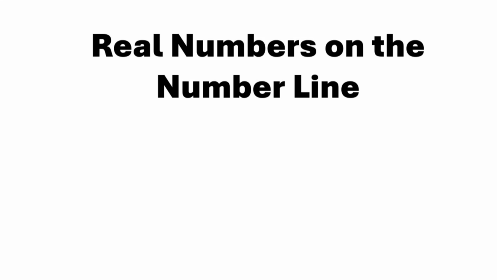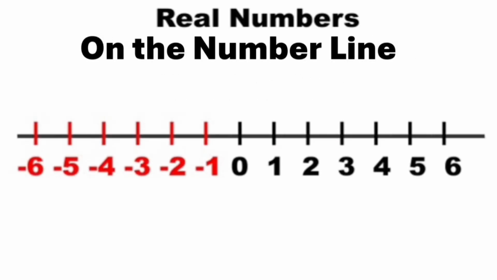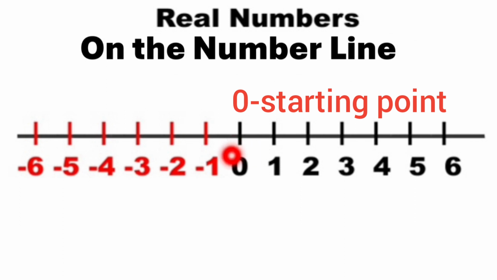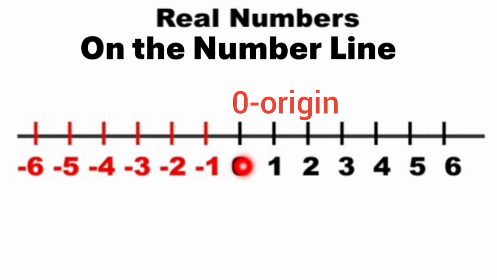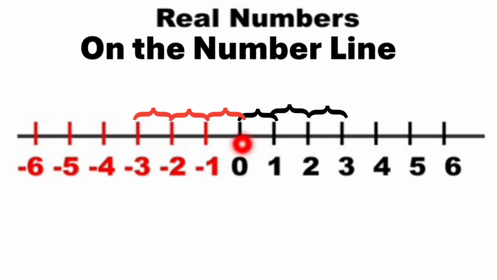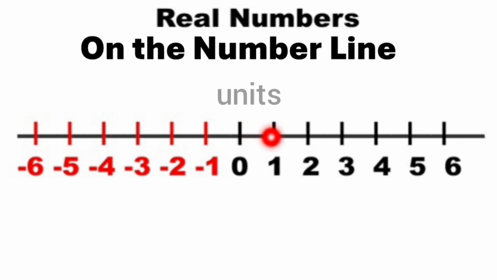Our topic for today is about the real numbers on the number line. We can place any real number on a number line. Here is a number line. Usually, the starting point of a number line is 0. This is the origin of a number line. And we mark off, on either side of 0, equal intervals, in which each interval represents a unit. Here we have 1 unit, 2 units, 3 units, 4 units, and so on.